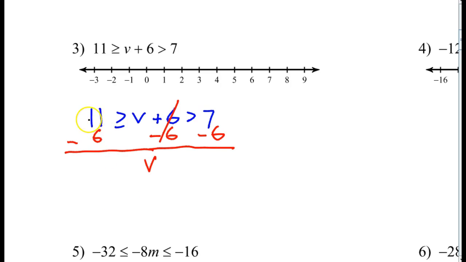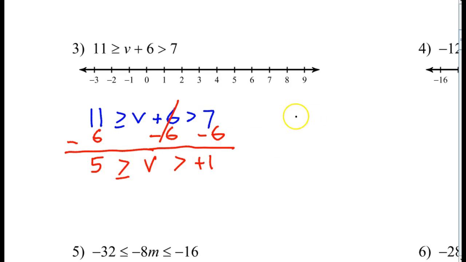Okay. We have 11 minus 6 is 5. We have 7 minus 6, which is positive 1. Bring down the signs. Okay. And yeah, don't forget the line there. Now, they always want the smaller number on the left. And you can see 1 is smaller than 5, right?